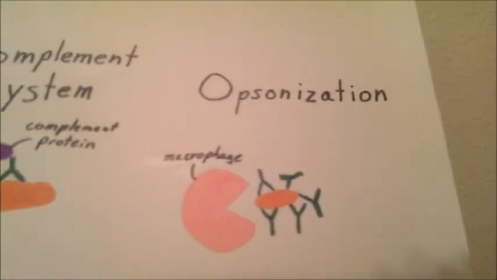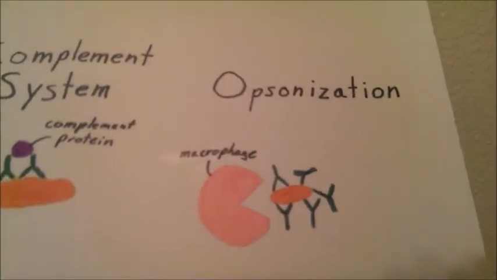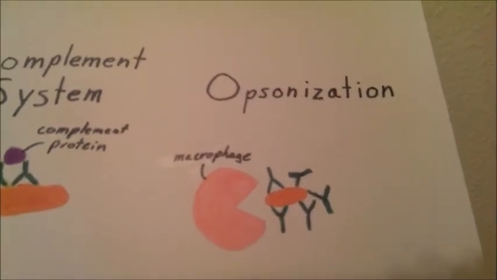Opsonization is the term for when a bunch of antibodies coat the surface of a pathogen in order to make phagocytosis easier for other immune cells.